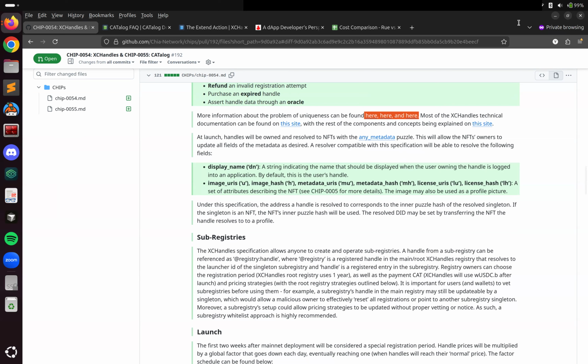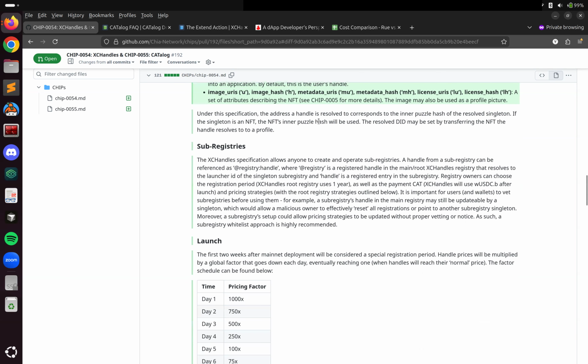You can also set a display name, so if sites support handles, you can choose how you want your name to appear. Or, for example, you can set a profile image that will show up both for the NFT, but also when you log into a website that supports that.